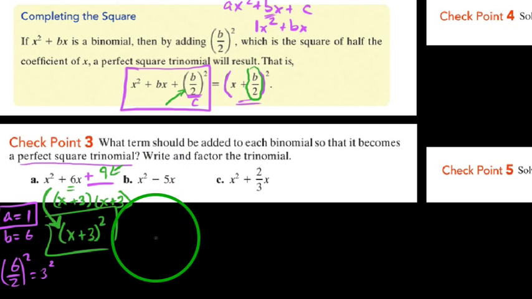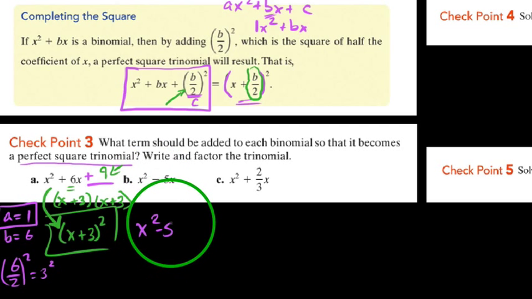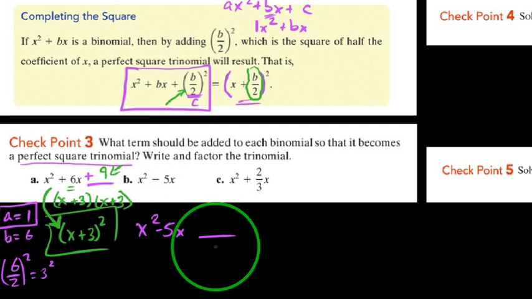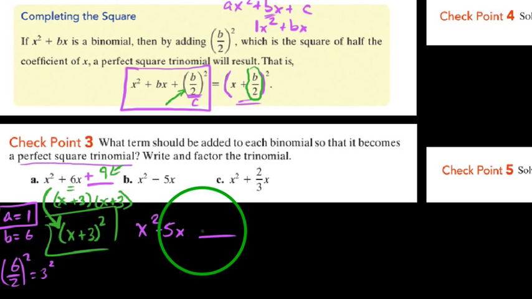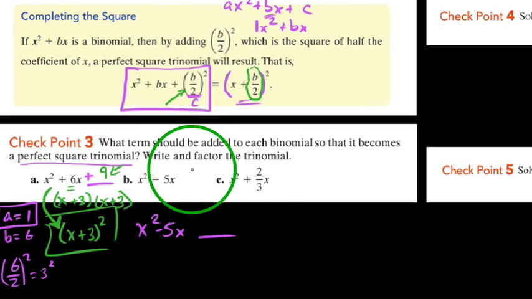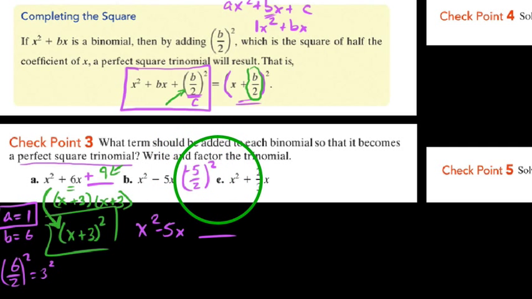Looking at this next expression, it looks like we have x squared minus 5x. What would I really want to add in right here to make this a perfect square trinomial? Keep in mind that if we take half the middle term, which is negative 5, and square it, our power of a quotient rule says we would square the top and the bottom of this.